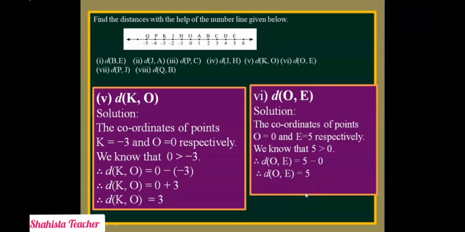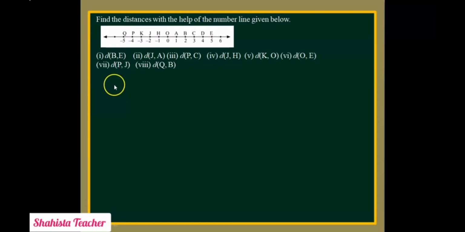Is that clear? Now let's solve next question, that is sub question 7. Here sub question 7, distance of P comma J, bracket close. Now here P coordinate is minus 4 and J coordinate is minus 2. Here we have to find the distance between these two coordinate points. Now here we will write sum number 7, distance of P comma J. Now here solution.